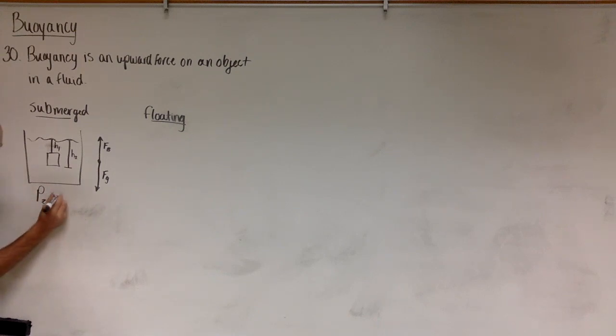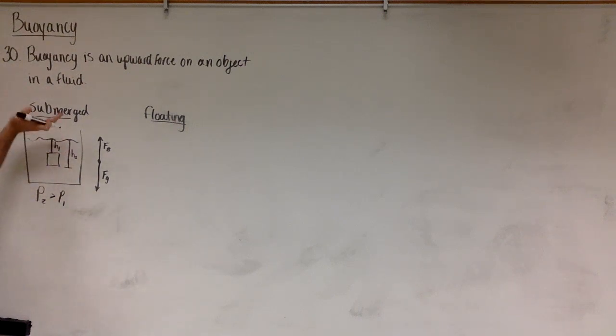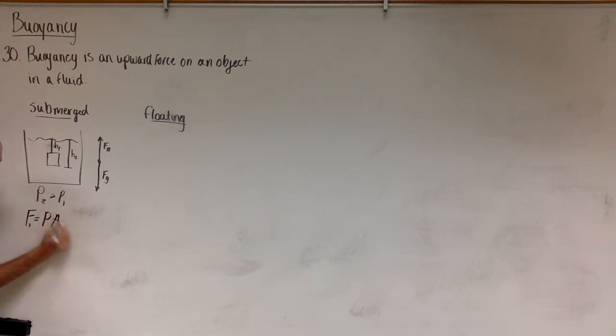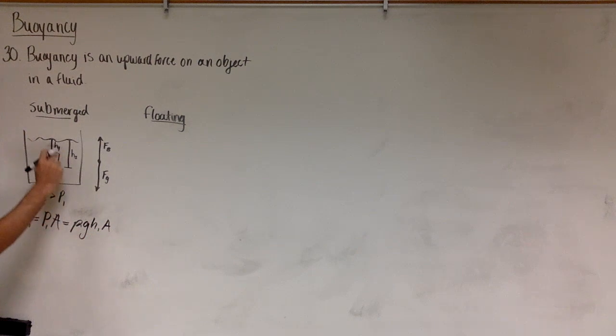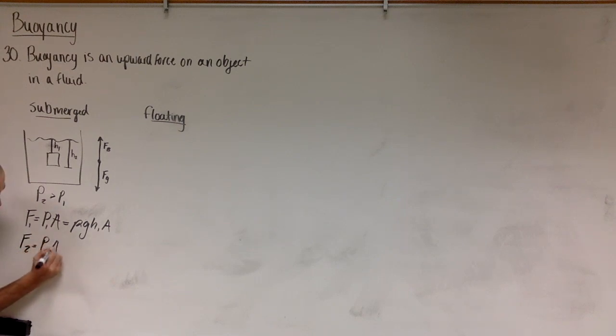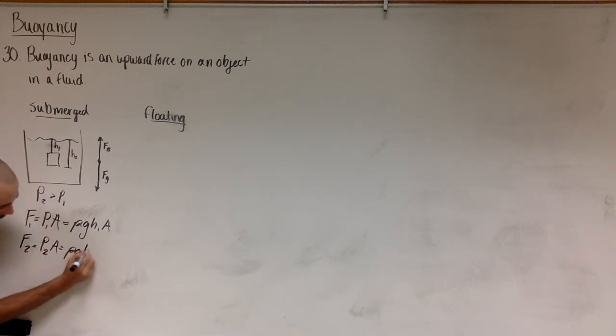Got my sign wrong there. P2 is greater than P1. Down here, it's going to be bigger than up there, so there's going to be some force caused by that which pushes it up. We remember that pressure is equal to force over area, so force is equal to pressure times area. So F1 is P1 times A, and pressure is rho g h1, times area. Since it's a cube, the area is the same on the top and the bottom. And our F2 is going to be equal to P2 A, which is rho g h2 A.